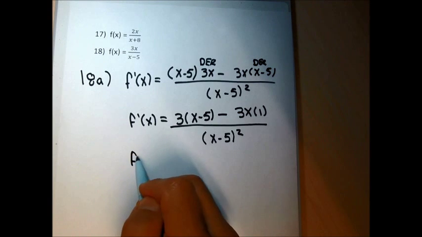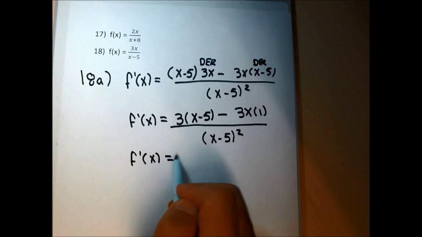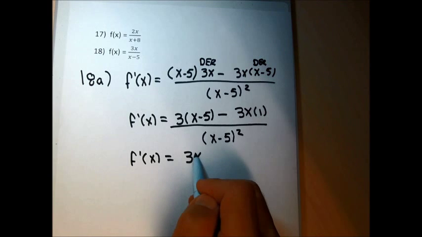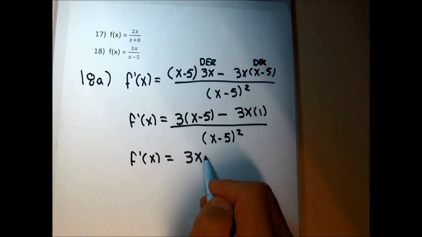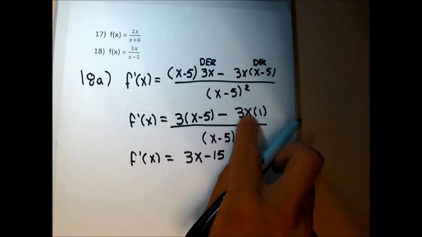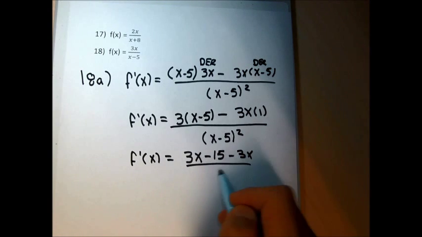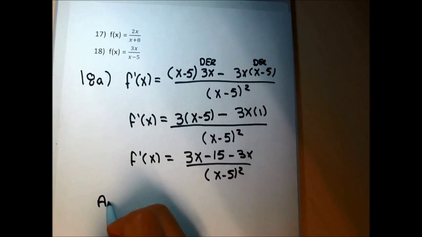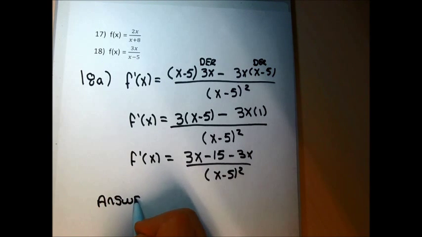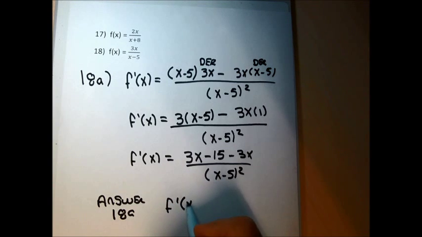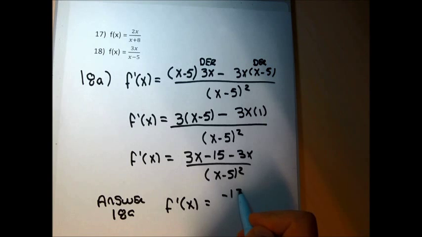So now I'm going to clean up the numerator. First parentheses, I get 3 times x, which is 3x, 3 times minus 5, which is minus 15. The second, I get minus 3x times 1, which is minus 3x, over x minus 5 squared. The answer to 18a is going to be f prime of x equals minus 15 over x minus 5 squared.